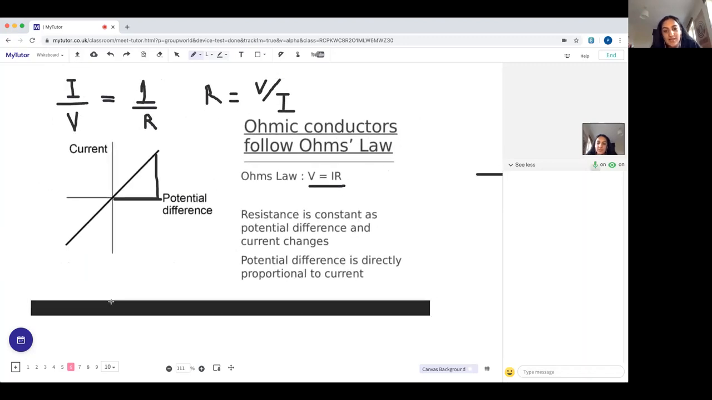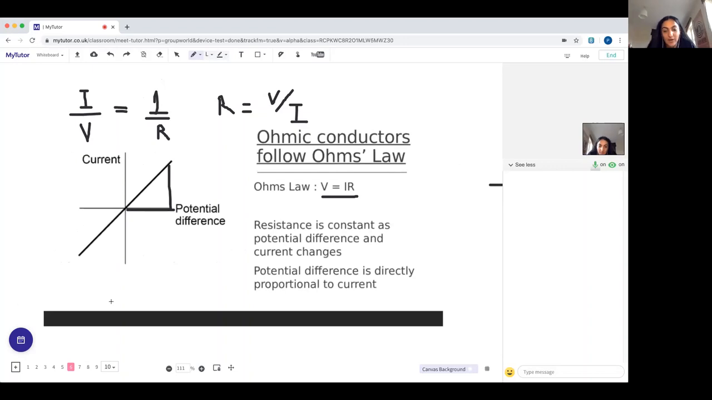So ohmic conductors follow Ohm's law. Now, Ohm's law is V equals IR, okay? And we can plot this equation on a graph. V equals IR on a graph. Now, you might have heard of Y equals mx plus c, which is the equation of a line. So Y equals mx plus c.